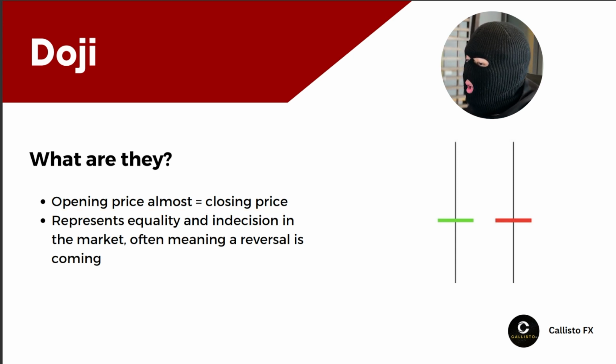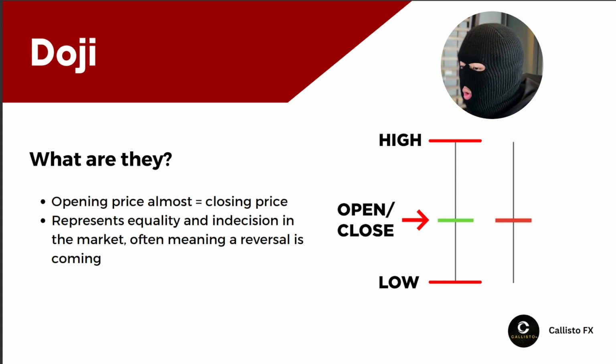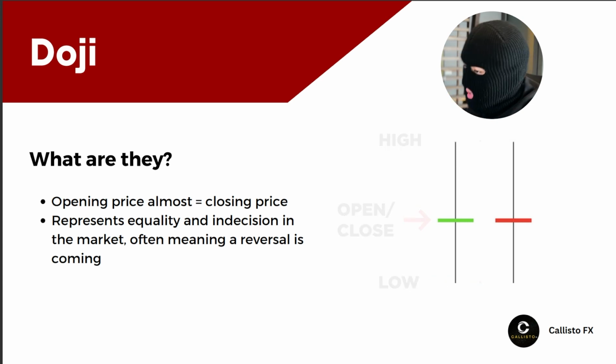Let's use the storyline to explain this. Price opens over here, went up, went down, creating a high and a low before coming back to the opening price to close. The doji usually looks like a cross or a plus sign, so it's pretty easy to spot in the markets. This shows that the bulls and the bears are in a tug of war, undecided about where the market wants to go, and therefore it represents equality and indecision in the market, which usually means it's signaling a potential reversal soon.